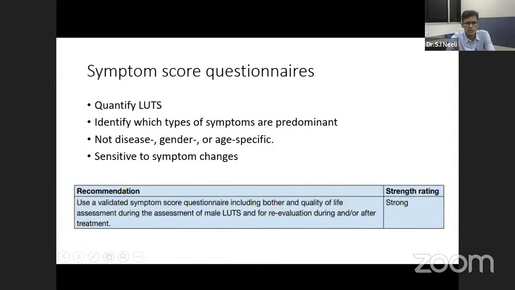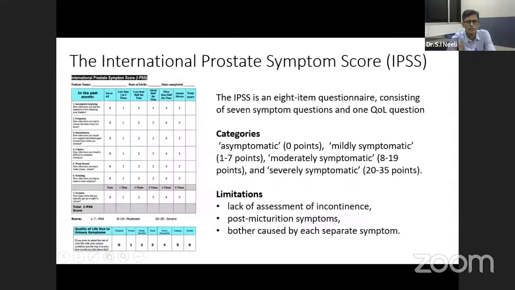So the EAU also strongly recommends use of symptom score questionnaires. These symptom scores may help us in assessing the amount of bother which the symptoms are causing to the patient's life, as well as the quality of life which has been affected by the symptoms. We use various symptom scores.